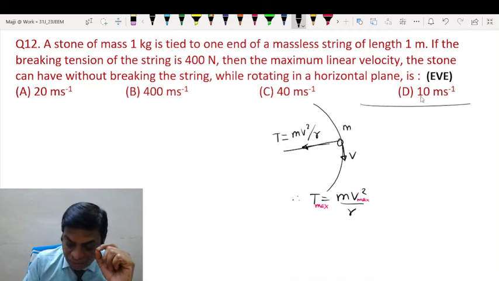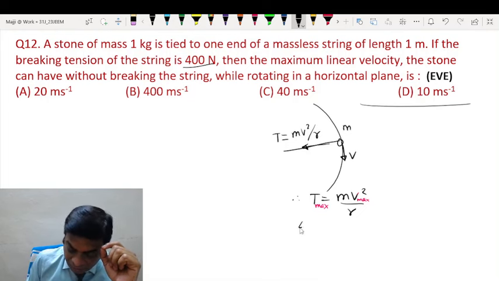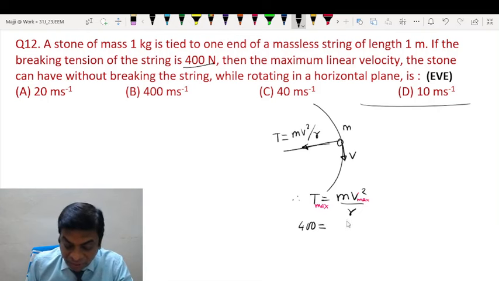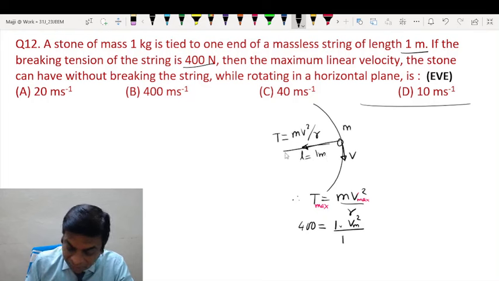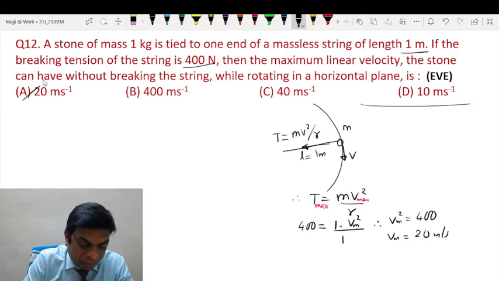So let us substitute the values. Maximum tension is nothing but the breaking tension, the maximum tension which is permitted. Mass is 1 kg, v max square we have to find, and radius is 1 meter, since the length is the radius here. Therefore v max square is 400, so v max is the square root of 400, that is 20 meters per second. So first option.